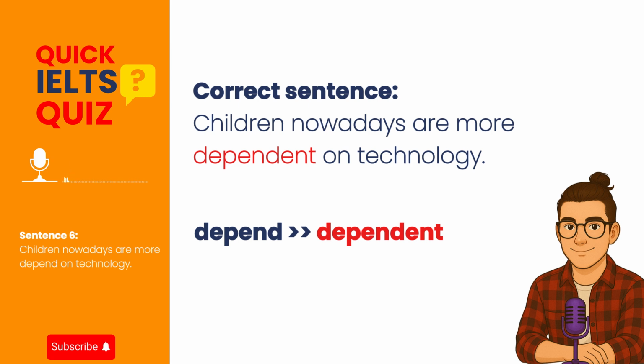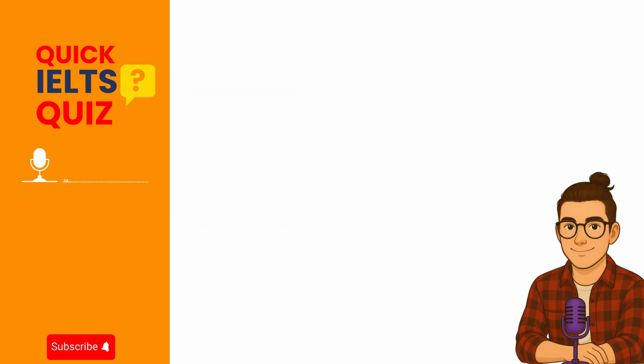In IELTS writing, using the wrong word form, verb instead of adjective, can lower your grammar score, so be careful with word types. Let's check out the next one.